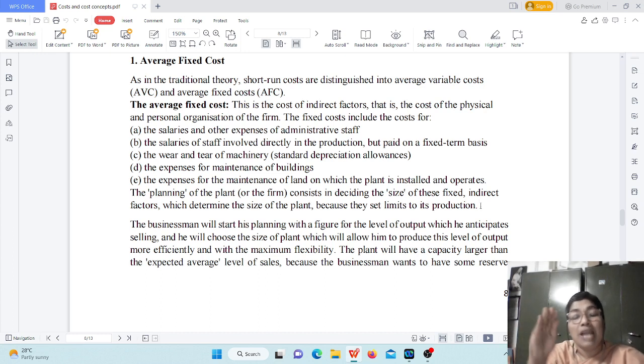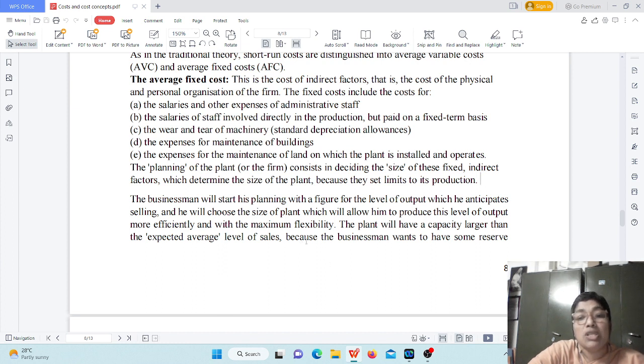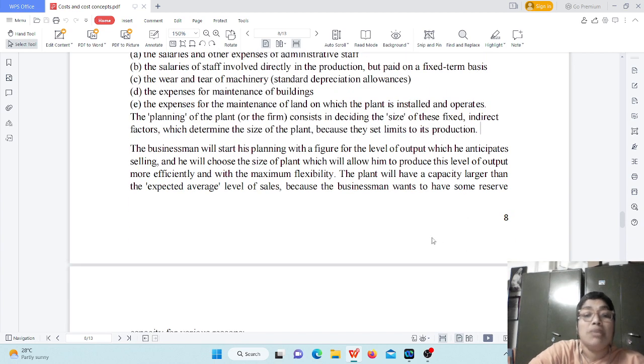That plant will allow him to produce this level of output more efficiently, but also with some flexibility, which means he can increase the output when the demand comes. So the plant will have a larger capacity than the expected average level of sales. He anticipates what level of output he can sell, but he builds the plant in such a way that it can handle more than the average sales he anticipates.